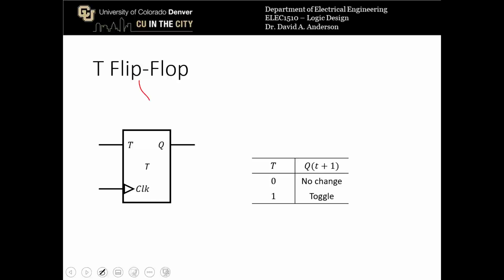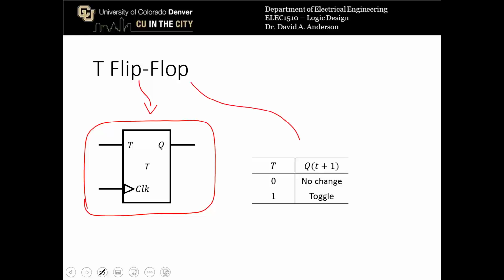The T flip-flop circuit symbol looks like this. It's a typical flip-flop block with the clock input and the triangle. The only input is T and the only output is Q. Its characteristic equation looks like this, where when T is a 0, Q of T plus 1 is no change, meaning it's equal to Q of T. And when T is a 1, Q of T plus 1 is the complement of Q of T, which means that you toggle the output.